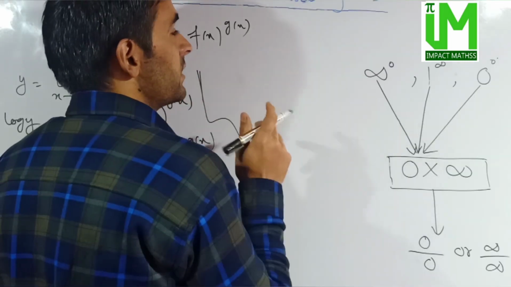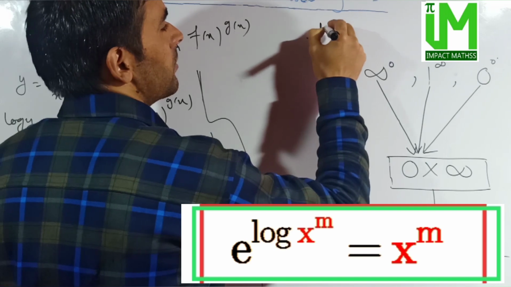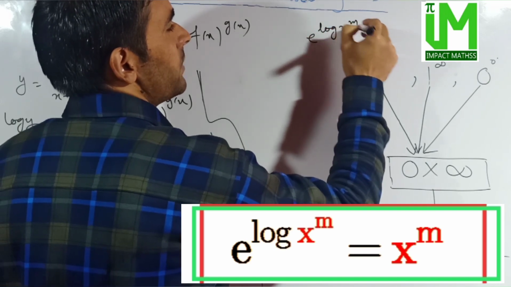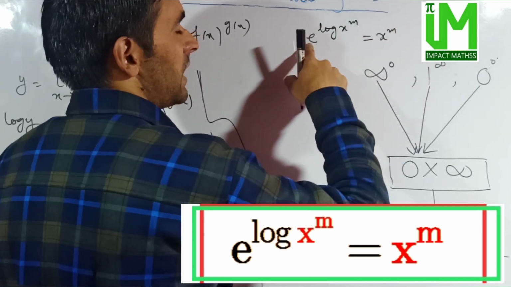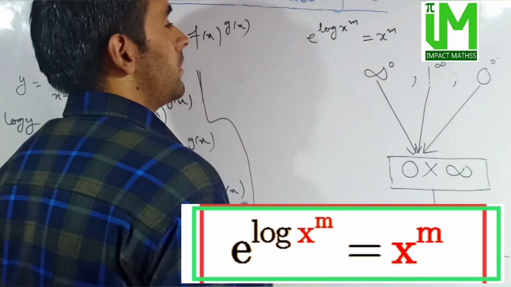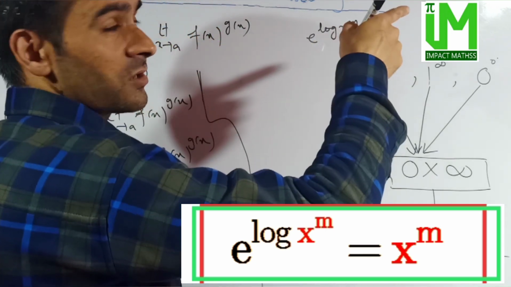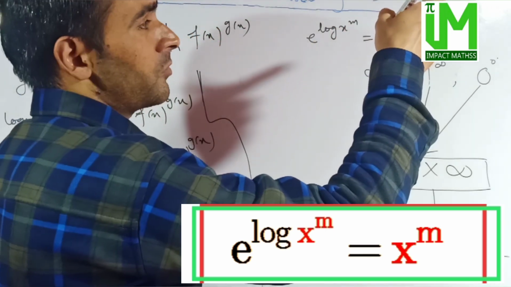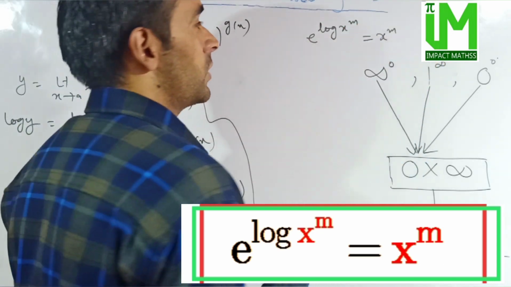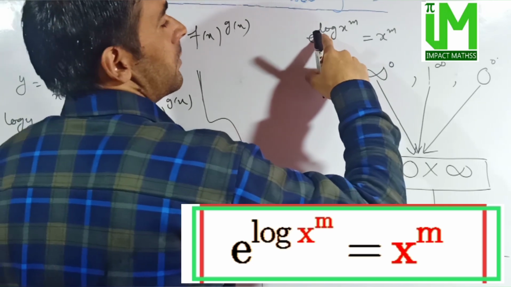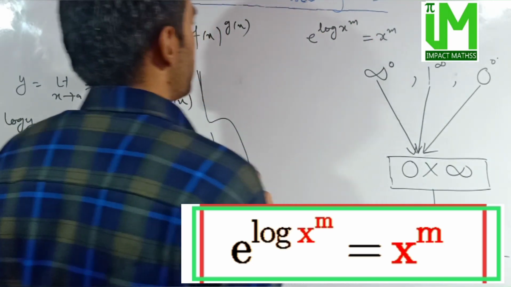Now in the second case we take e as the base and we know e raised power log of x raised to power m is equal to x raised to power m, since the exponential function e and log are inverses of each other. So x raised power m की image log of x raised power m और वापस exponential function फिर से x raised power m से match होगा. So that means e raised power log of x raised power m is equal to x raised to power m.